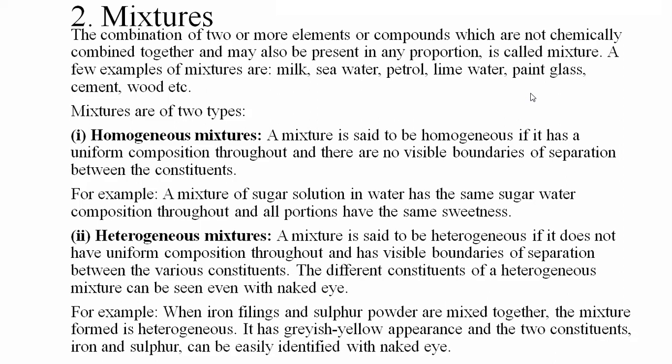It does not have uniform composition throughout and has boundaries of separation between the various constituents. So the different constituents of a heterogeneous mixture can be seen with the naked eye. Example: iron filings and sulfur powder mixed together. The mixture is heterogeneous. It has a grayish yellow appearance, and the two constituents, iron and sulfur, can be easily identified with the naked eye. So the composition is not uniform. One more example: a mixture of salt and sugar, or grains and pulses with some dirt, often stone pieces, present. That is a heterogeneous mixture.